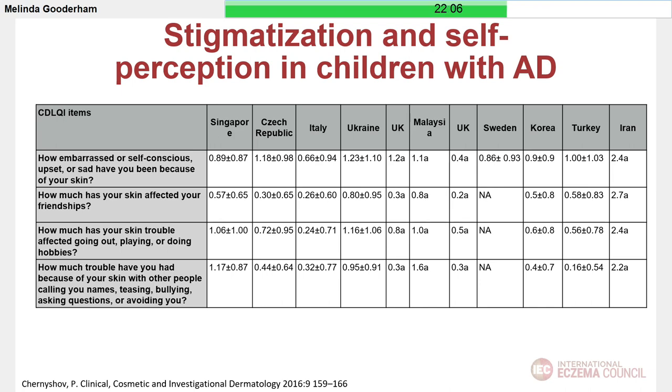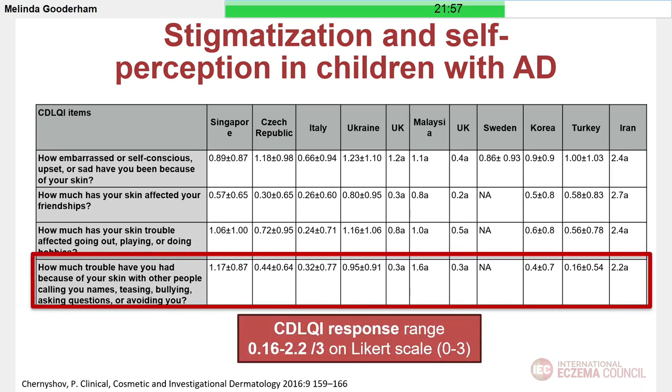So this was an interesting review by Pavel Chernyshov, published a couple of years ago, looking at the stigmatization and self-perception in children with AD, looking at the CDLQI scores. But the one I wanted to highlight here was, how much trouble have you had because of your skin with other people calling you names, teasing, bullying, asking questions, or avoiding you? And there was quite a range in responses, on the Likert scale from 0 to 3. The lowest was 0.16 from Turkey, but as high as 2.2 out of 3 in Iran. And so you can see many different countries were looked at: Singapore, Czech, Italy, Ukraine, UK, Malaysia, Sweden, and Korea. But there's quite a range there, with some quite high scores of children who are feeling bullied, teased, and have their friends or schoolmates avoiding them.